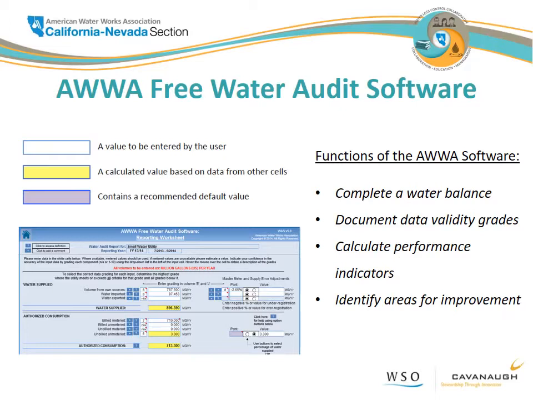Functions of the AWWA software: once you supply the inputs, it develops a water balance for you. It calculates an overall data validity score, which we'll talk about more in just a few minutes. It calculates a suite of performance indicators that are helpful in evaluating your water loss performance. And then it gives some guidance on areas to focus for improvement.